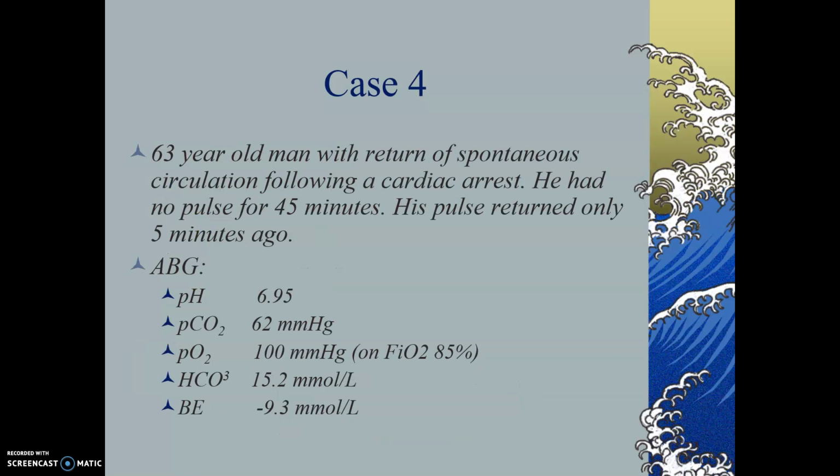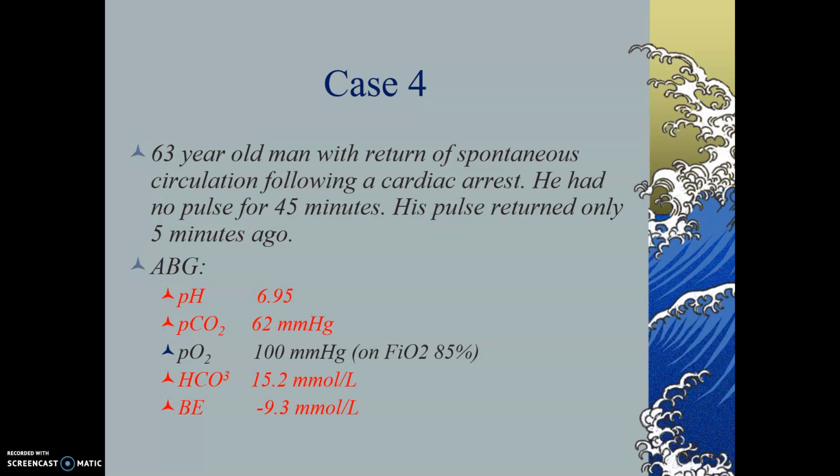And finally, we have a patient who suffered a cardiac arrest but now has spontaneous return of circulation. His pH is very low, he's clearly acidotic. The PCO2 is high, that fits with a respiratory acidosis. But the bicarb is low, and that fits with a metabolic acidosis. And yes, we can have a mixed picture like this, both a respiratory and a metabolic acidosis.